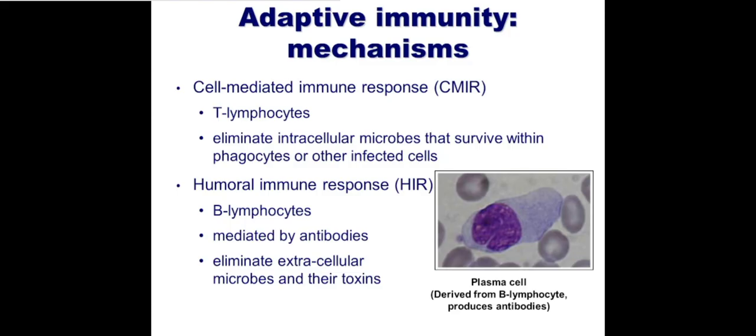Adaptive immunity mechanism. What are the mechanisms? How do they react and how do they form an antibody against foreign particles? First is the cell-mediated immune response, that is CMIR. This cell-mediated immune response takes place through the T lymphocytes.